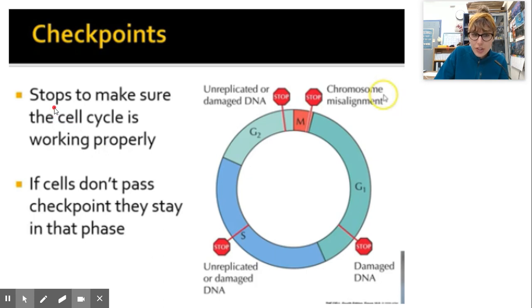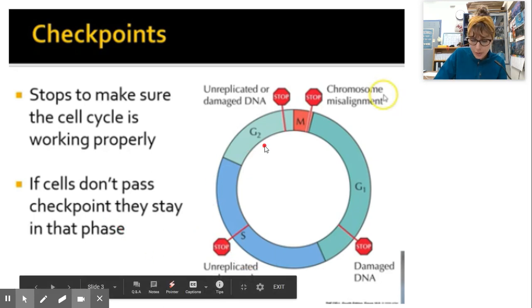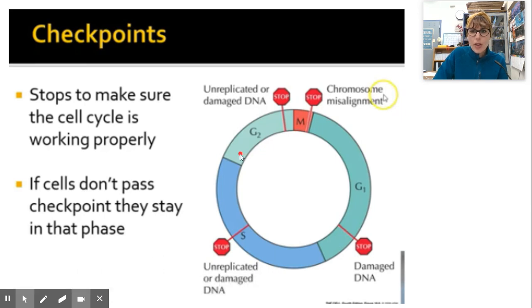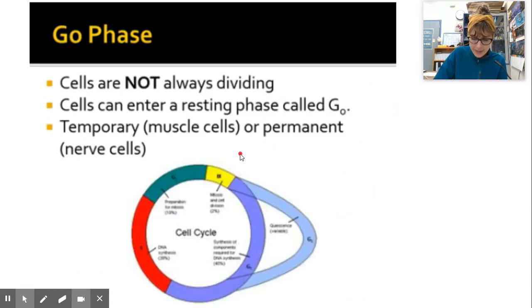They are stops to make sure that the cell cycle is working properly. And if cells don't pass a checkpoint, they are supposed to stay in that phase, fix whatever the issue is, and then they can continue on through the cell cycle. So essentially, there's another phase that a cell can go into if it is not dividing.